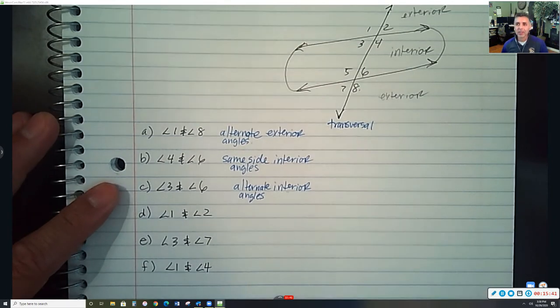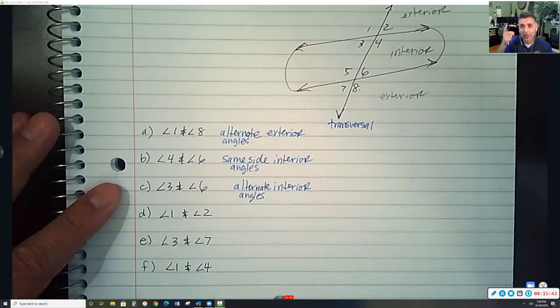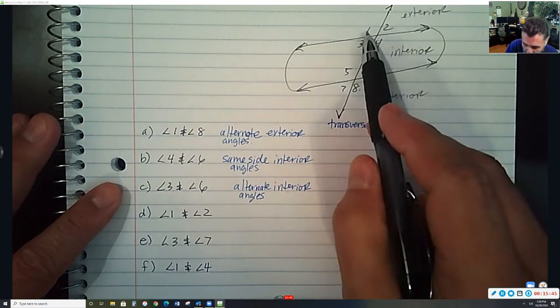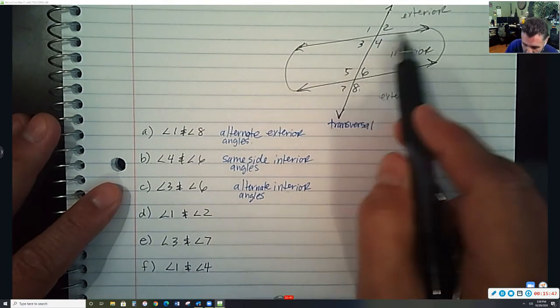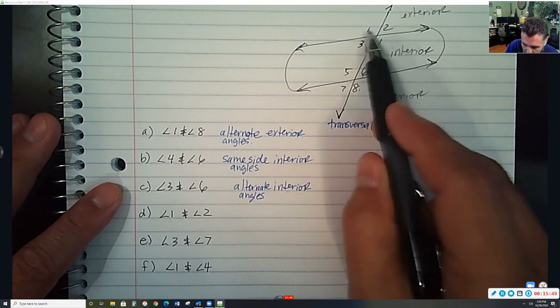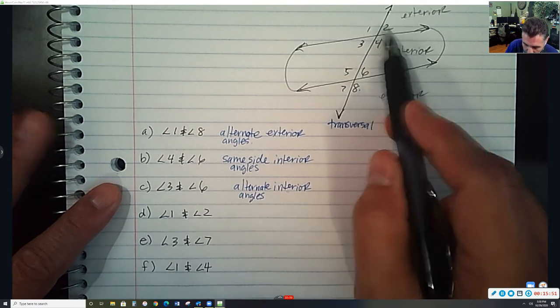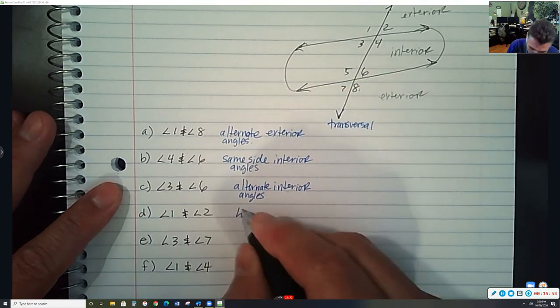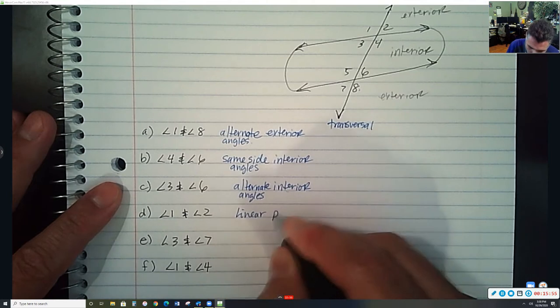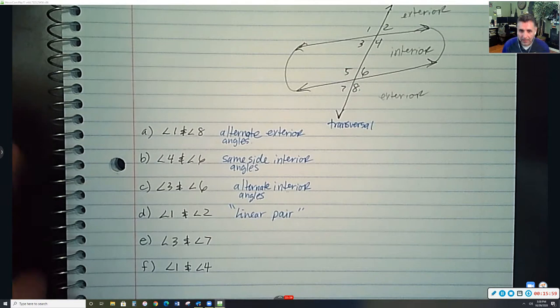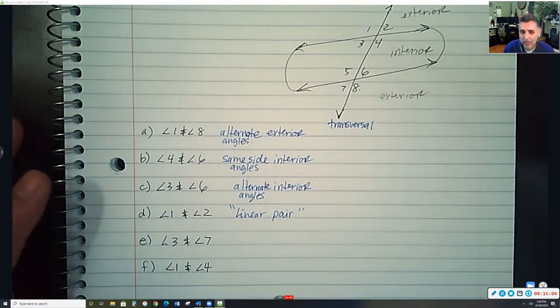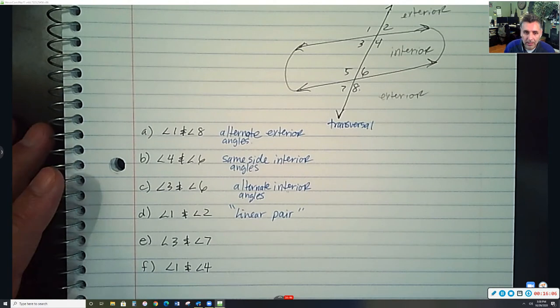And then I threw in some that we've done before. Angle 1 and 2. This is on a line. 1 and 2 are next to each other. That's a linear pair. This is from before. Okay, linear pair. Don't forget what we've already gone over also. Okay. Let's do 3 and 7.